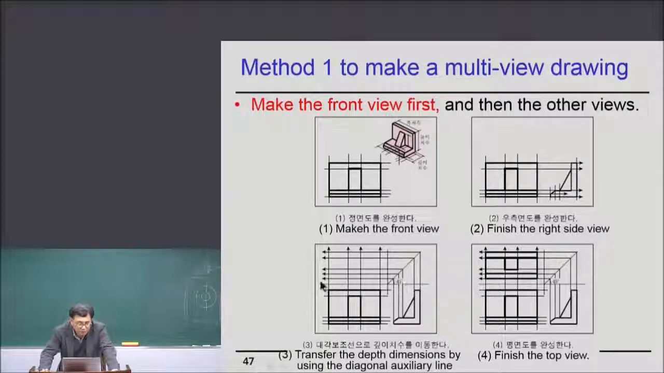The depth information is transferred to the place where the top view is to be located. Then also the width information goes up from the front view. Then there are many cross points of the horizontal lines and vertical lines. Using those points, you can finish the top view successfully. Okay. So this is the method to make a multi-view drawing.